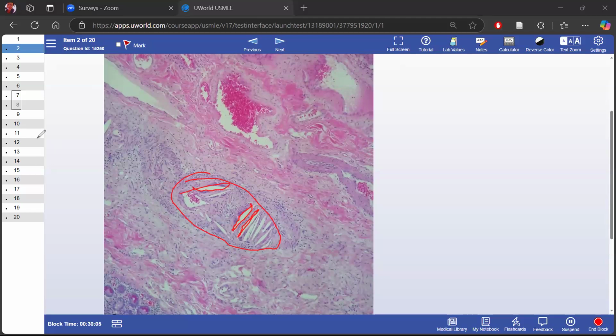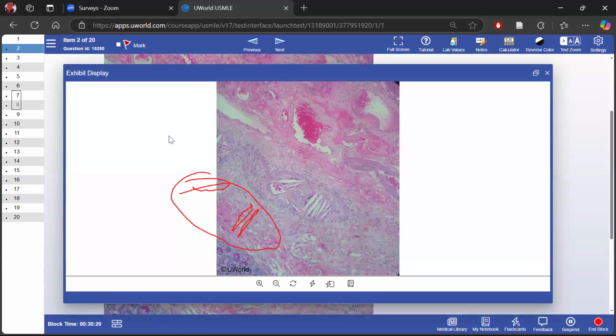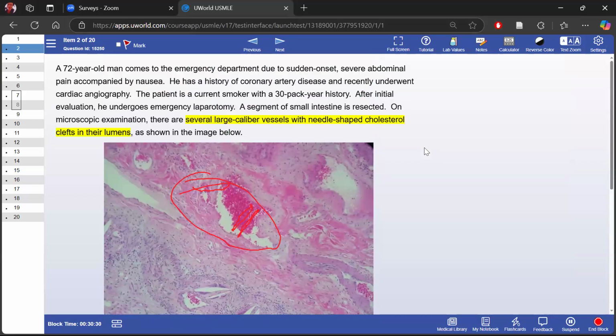So what will be the consequence of having cholesterol within arteries? These are large caliber vessels. What will be the consequence of having cholesterol clefts within vessels? This is going to occlude the vessel. If there are cholesterol clefts in the vessel, it becomes occluded by those molecules. So occlusion, very good. That's predictable.